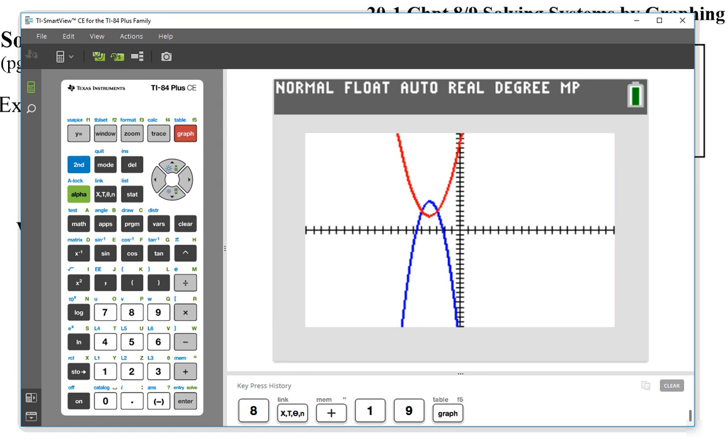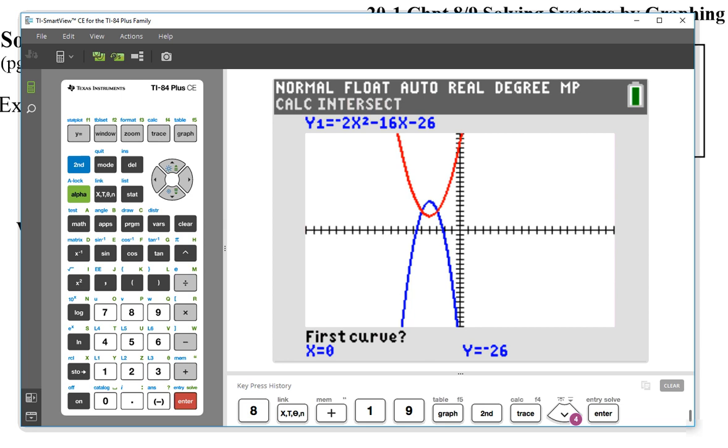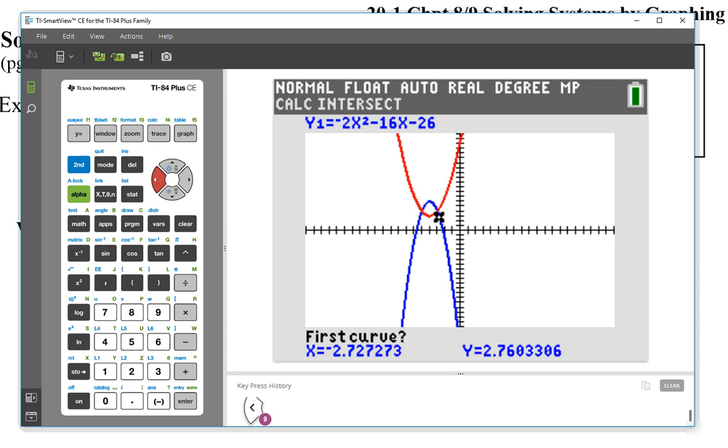There I can see my two parabolas nicely. I could make my window settings a little smaller, but honestly, it's going to work for me. So two points of intersection I see. Second trace, intersect points is what we want. So put my cursor close to the first point of intersection, first curve, second curve, guess the answer, and we get negative 3, 4 as one solution.